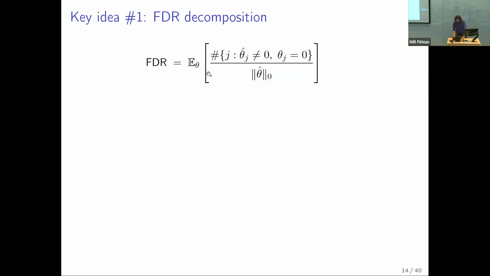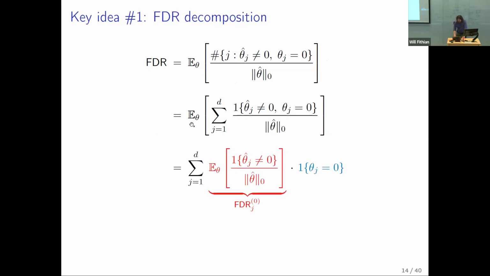Here we're really just using linearity of expectation. If I write the false discovery rate as the expectation of this fraction, the first thing I can do is turn the number of variables in this set into a sum of indicators. For each j, I have an indicator that theta j is 0 but that it was selected by the model. Then I can pull the sum out of the expectation, and I can also turn this indicator into a product of indicators and pull that out as well.